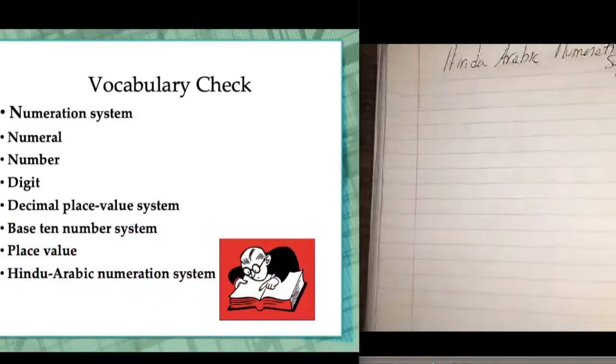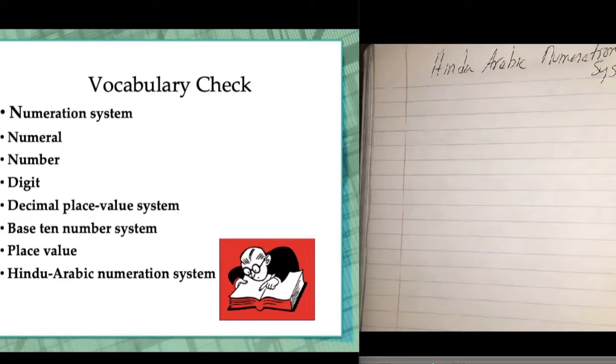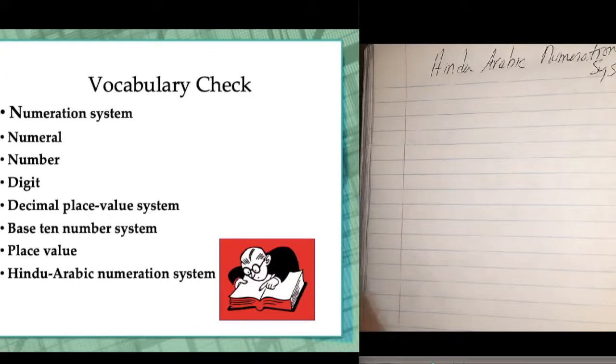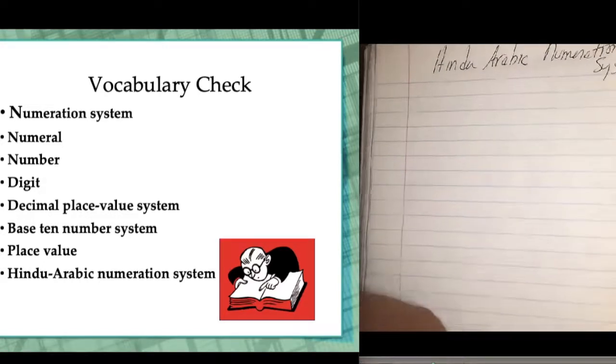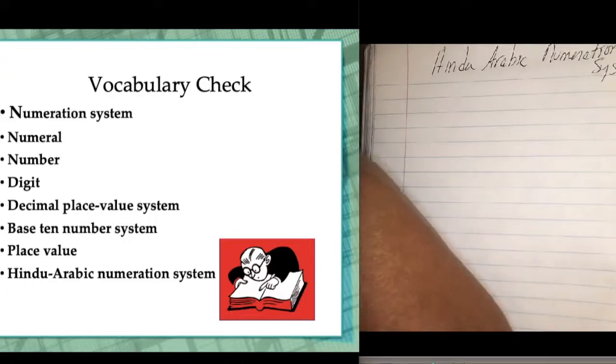Some of the vocabulary terms we're going to be looking at: we're going to define numeration system. We're going to look at numeral, number, and digit and tell the difference between those terms. We're going to look at decimal place value system and the base 10 number system and define those. We're going to define place value, and we're going to talk about the key properties of the Hindu-Arabic numeration system.